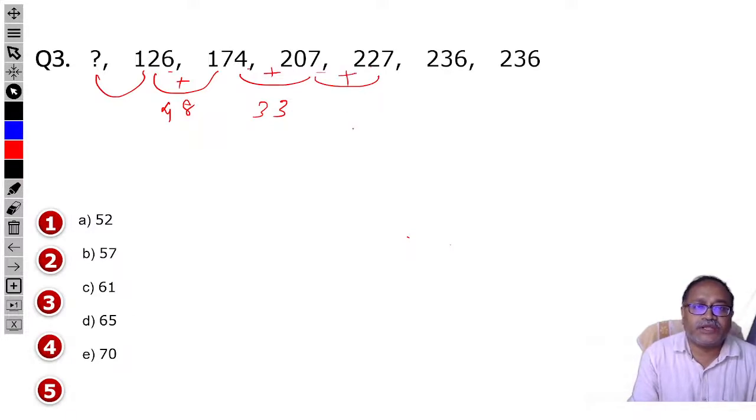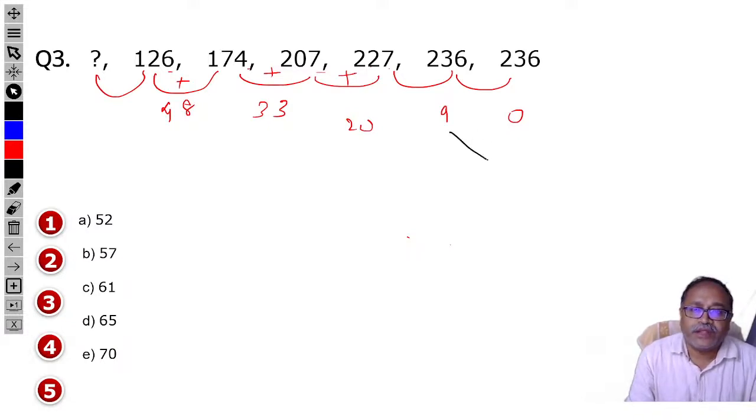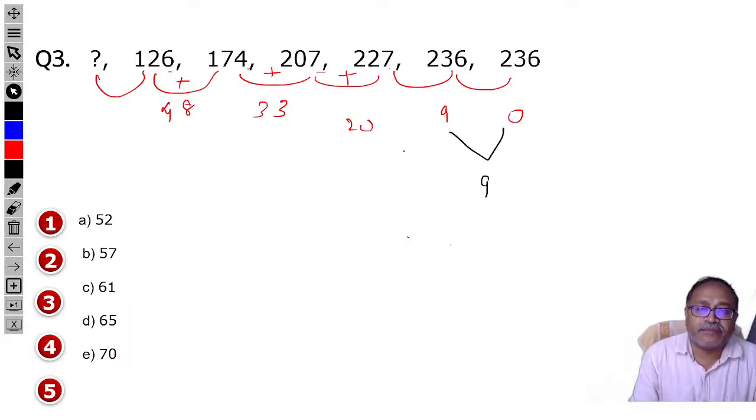And here it is plus how much? 20. And from here it is plus 7, and 1 is 7 plus 9 is 16. Carry 1. 3 and 1, 4. It's okay. And from here to here it's a 0. No. What is happening? The difference is 9. So if I come to the difference, it is 11.